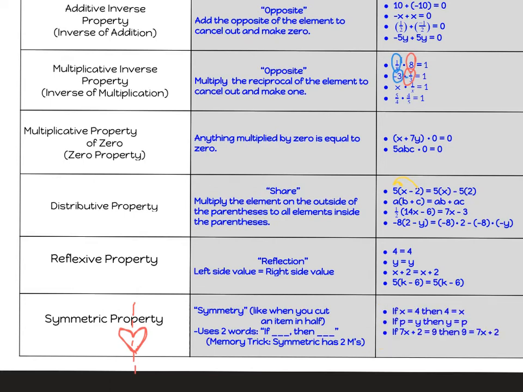And so here are some examples. If x equals 4, then 4 must equal x. If p equals y, then y must equal p. If 7x plus 2 equals 9, then 9 equals 7x plus 2. So basically you're including the words if and then, and you're doing the reverse of what is before the if after the then. With this property, as long as you look out for those words if and then, you should be good.